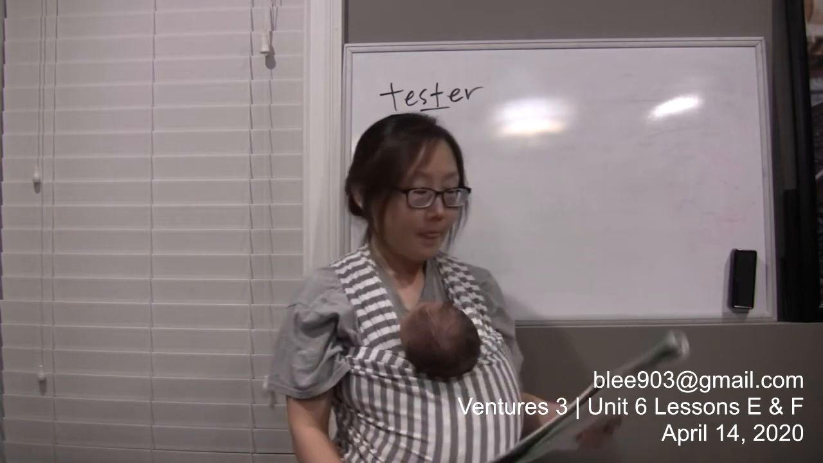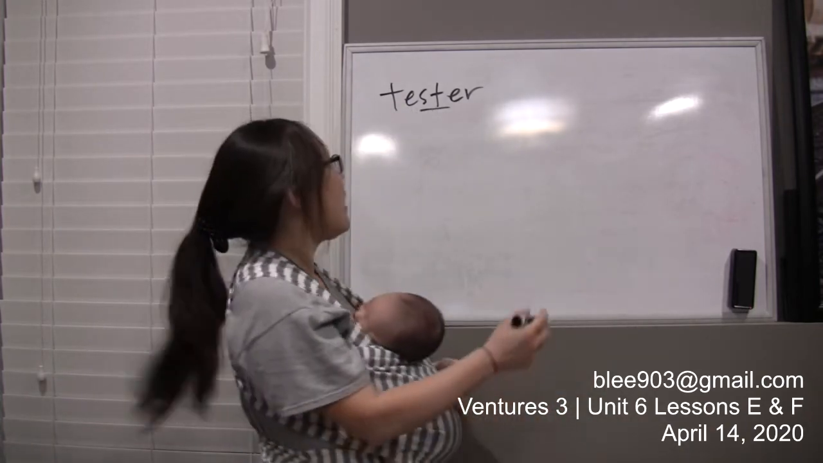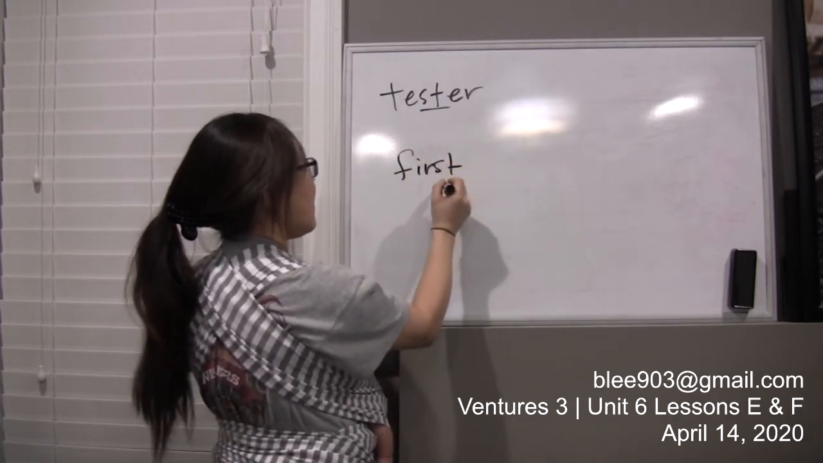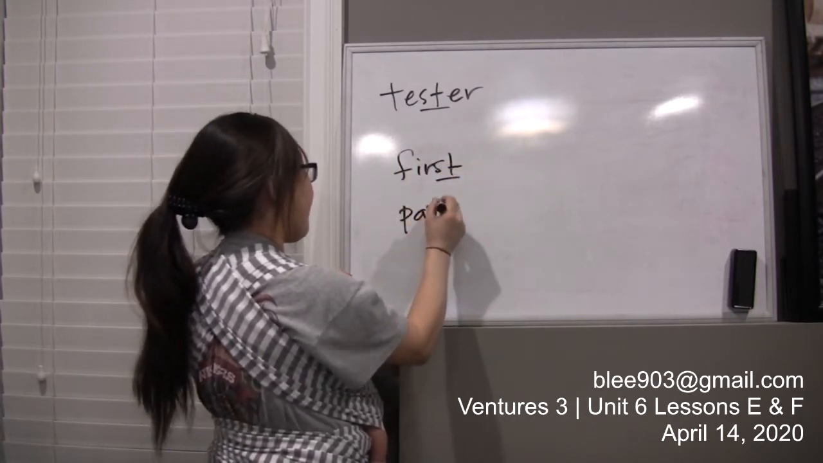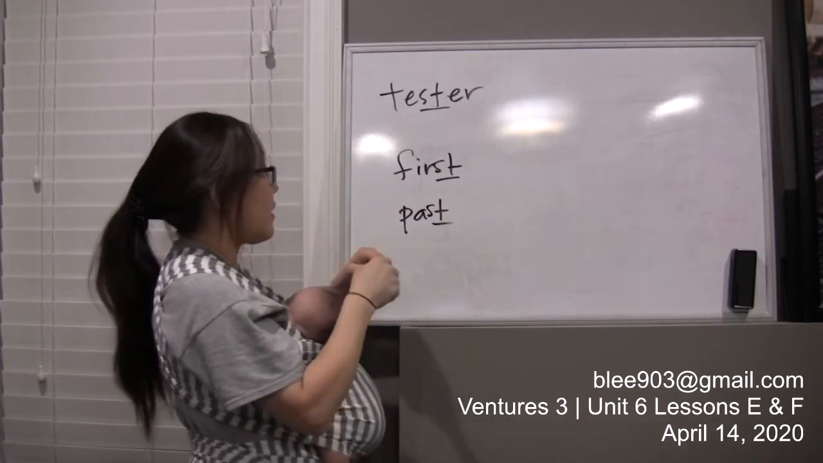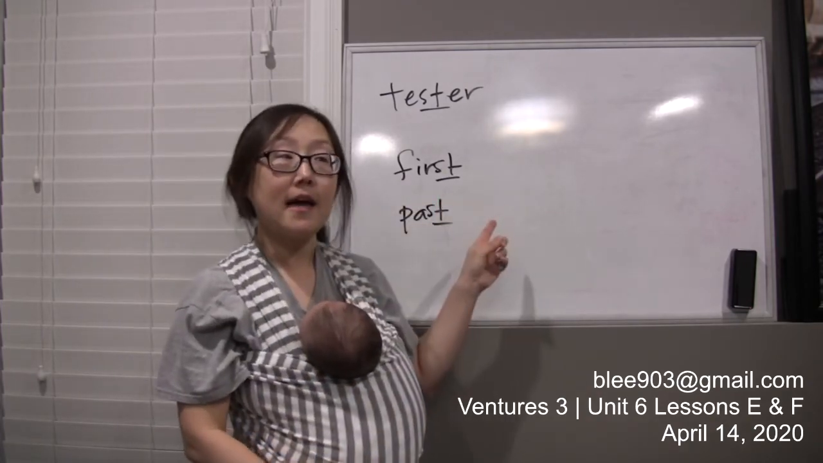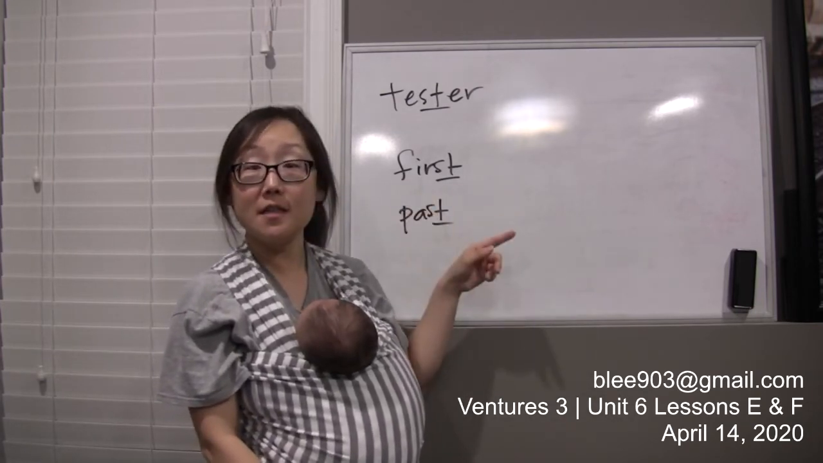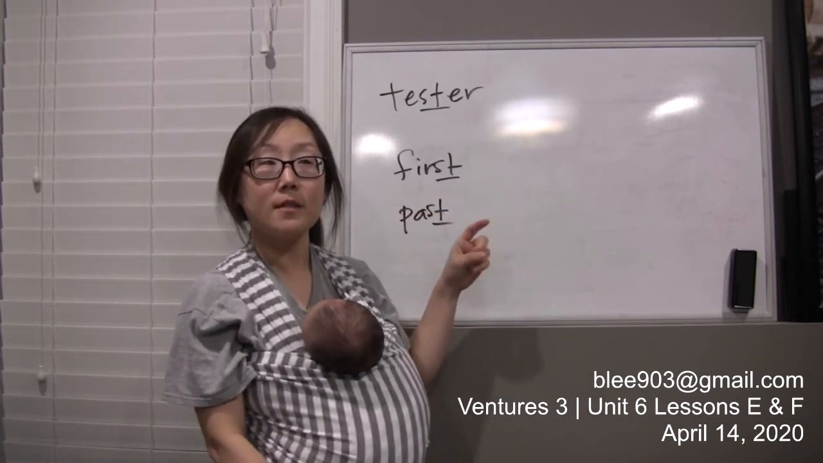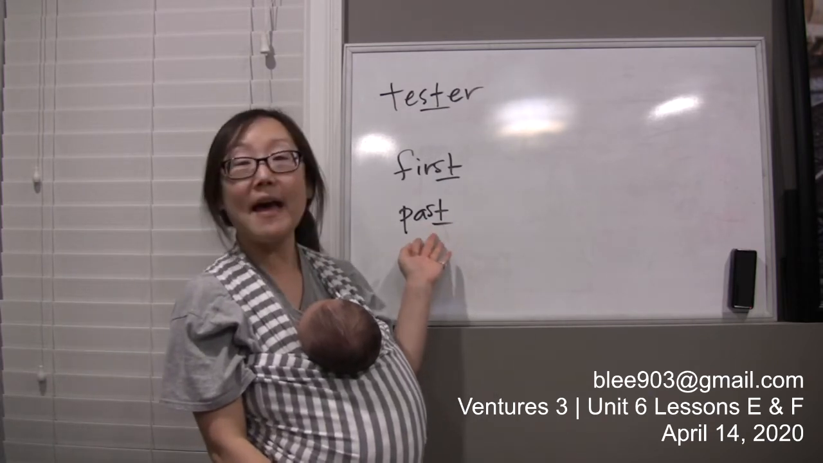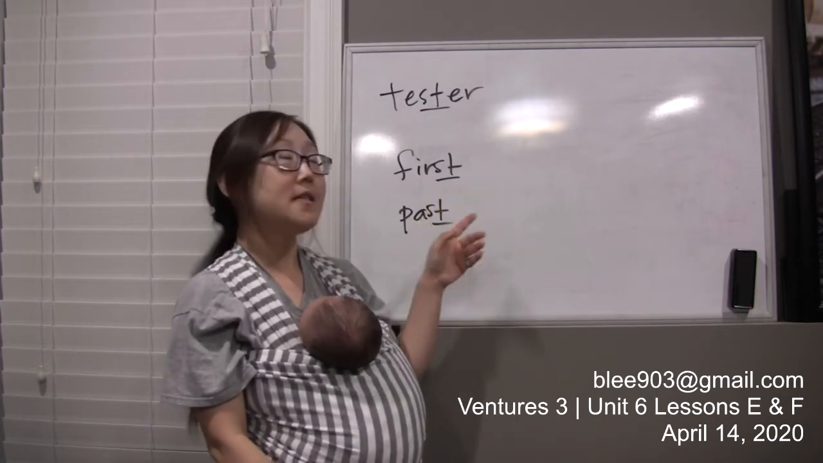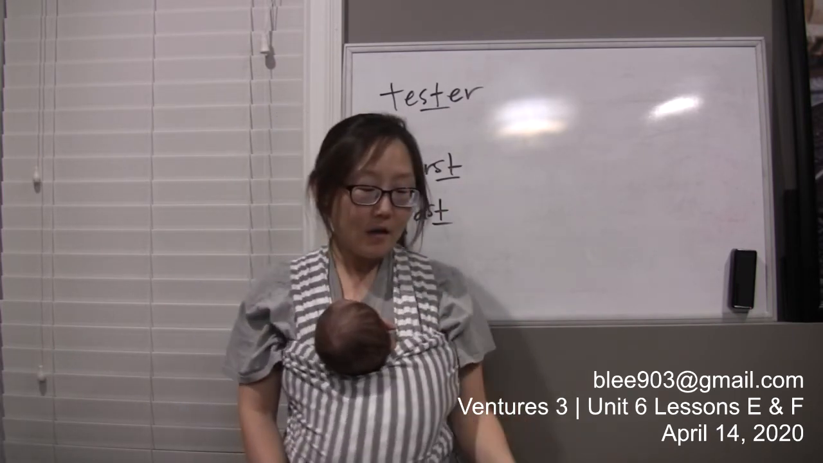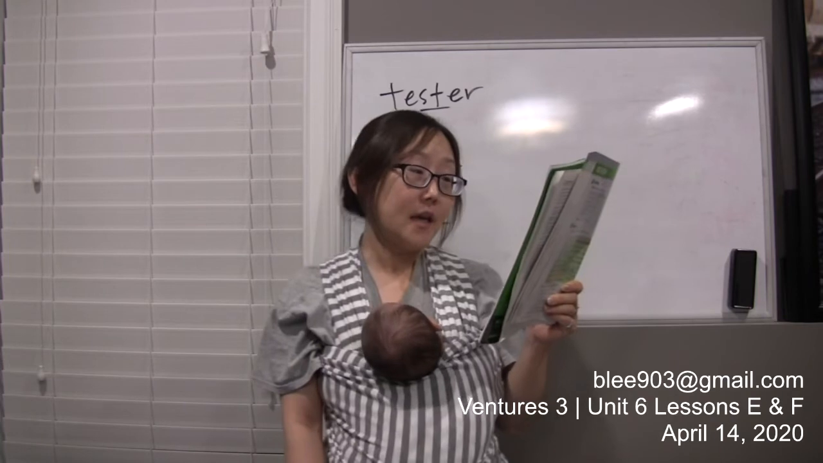And then here are some other examples of ST sounds that are aspirated because they are at the end. So we say first. We don't say first with a soft T, we say first. Same thing here, we say past. Okay, so these T's sound breathy, aspirated. Okay, let's look at exercise B.